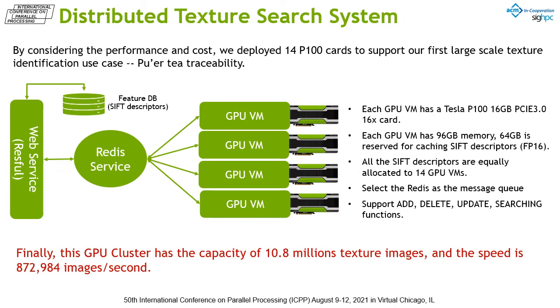Finally, we set up a GPU cluster in our production environment using Kubernetes. In total, we use 14 Tesla GPU cards. And finally, this GPU cluster has a capacity of 10.8 million texture images, and the speed is about 0.87 million images per second.